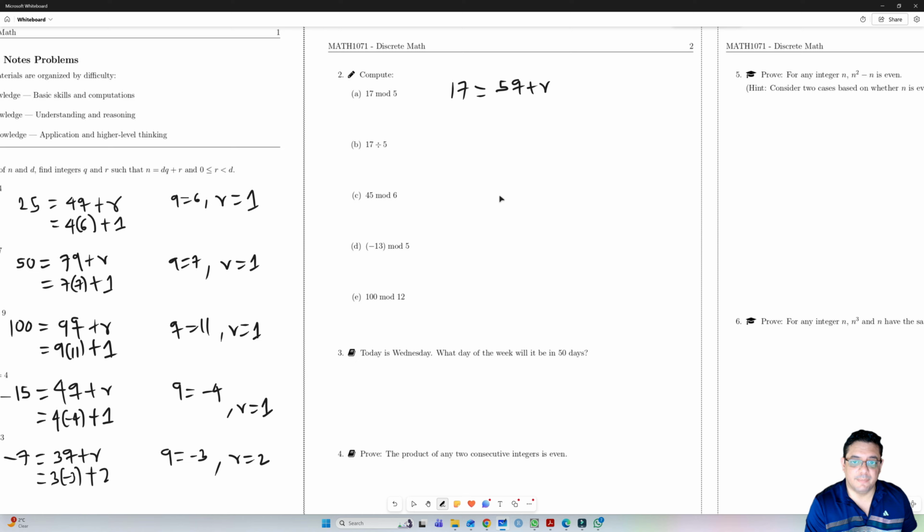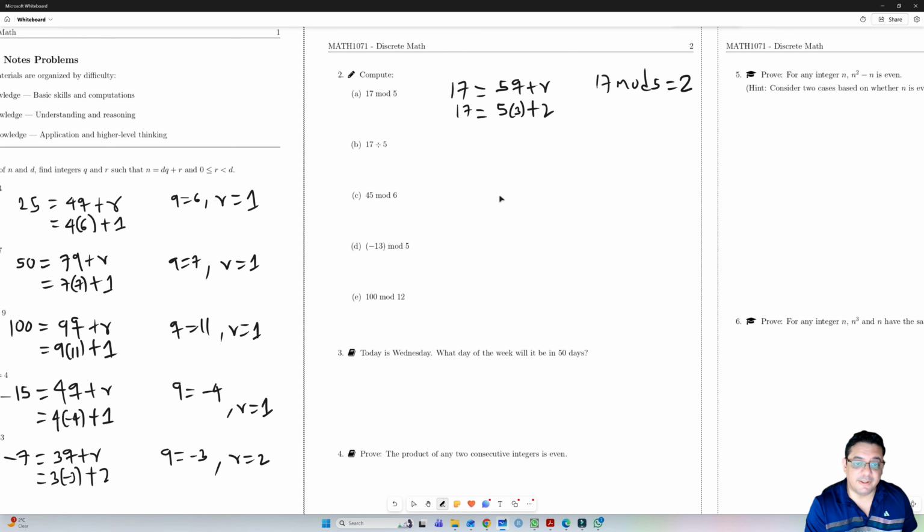And notice for 17, a good way to do this is, well, 5 times 3, right? So 5 times 3 will be 15. And then to get to 17, I will add 2. So this means that 17 mod 5 is going to give me the residual, which is 2.